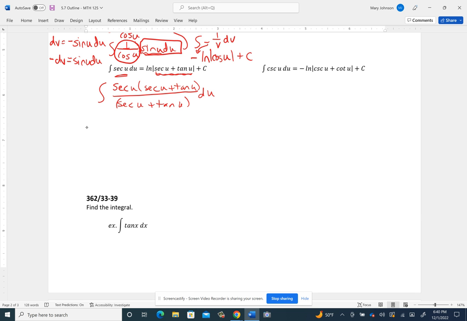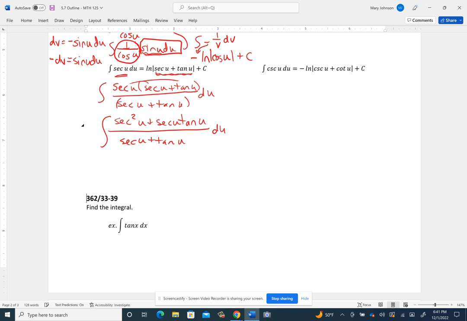So here's the idea. Then that numerator is really secant squared u plus secant u tangent u, and you should recognize each of those as being the derivative. Secant squared u is the derivative of tangent, and secant u tangent u is the derivative of secant. Okay? So here's going to be the idea.